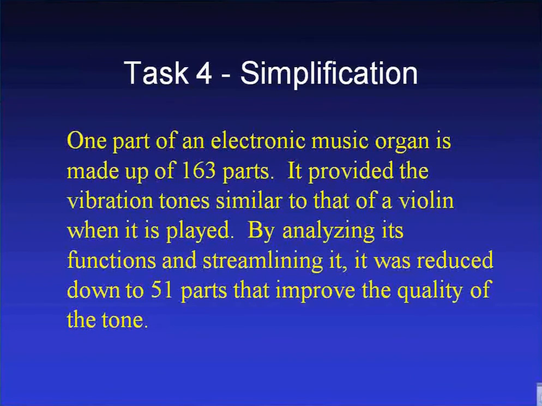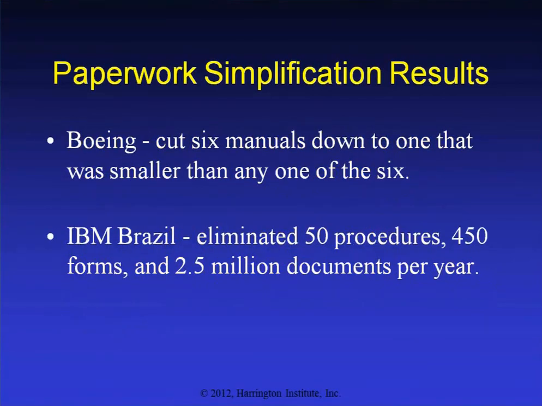One electrical organ, to make a single sound, required 163 parts. By going through it and looking at simplifying it to create the sound of a violin, we were able to redesign it and simplify the design to the point you could do it with 51 parts. And that's what I'm talking about in simplification. Boeing was able to cut 6 manuals down to one manual that was smaller than any one of the 6. IBM Brazil eliminated 50 procedures, which was 450 forms, 2.5 million documents per year, just by focusing on simplification.